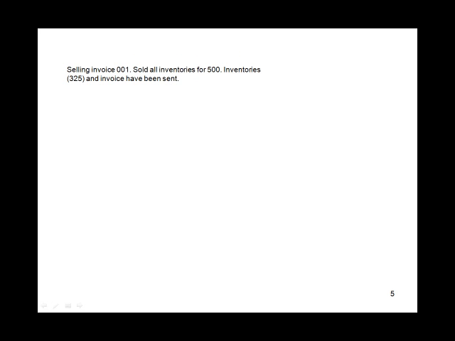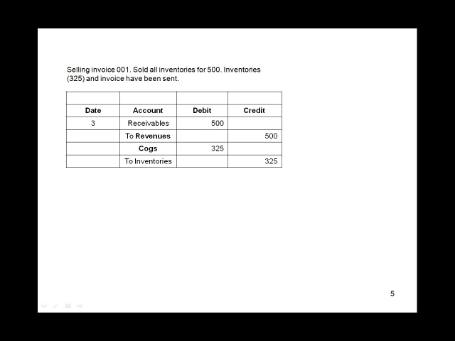Then the third financial fact, we sell products on account for 500, while the cost of goods sold is 325. So that's the price we paid ourselves for the goods we sold. Now we ignore VAT here. So what's the journal entry? We debit the ledger account receivables for 500. We credit the temporary account revenues. So instead of crediting the account equity, we credit the temporary account revenues for 500.